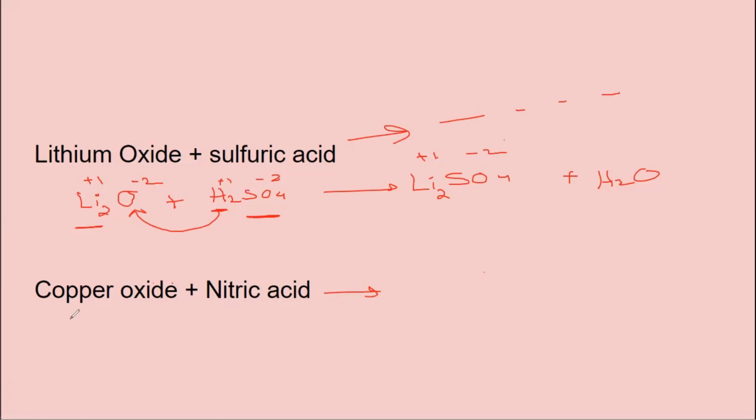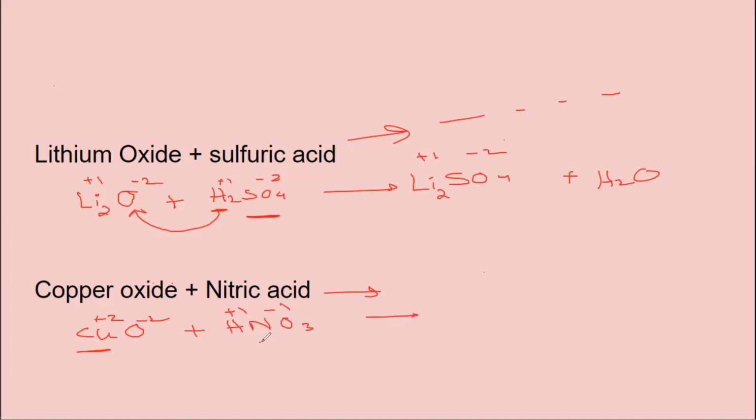Okay. Copper oxide. If nothing is mentioned over here, like copper 1 or copper 2, take it as copper 2. If it was not copper 2, then copper 1 must have been mentioned. It is not mentioned. So copper is Cu, and I am taking +2. Oxide is O, -2. So +2 and -2 cancel. Balanced formula is CuO, and nitric acid is hydrogen nitrate. Hydrogen is +1, nitrate is -1.